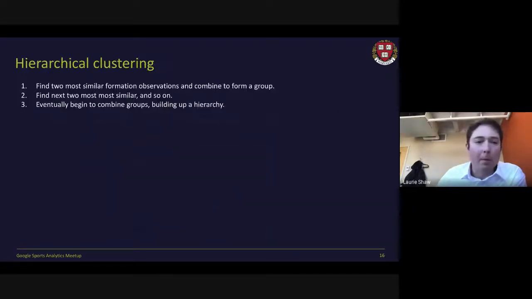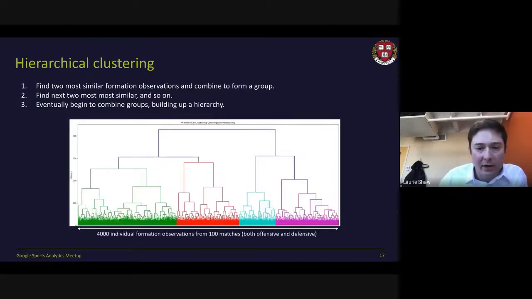Okay, so the process of hierarchical clustering is very simple. We find the two most similar formation observations as quantified by the Wasserstein distance and combine them to form a group. We find the next two most similar observations in our training sample and combine them. And eventually you begin to combine groups and you build up a hierarchy. And of course you can plot this as a dendrogram.